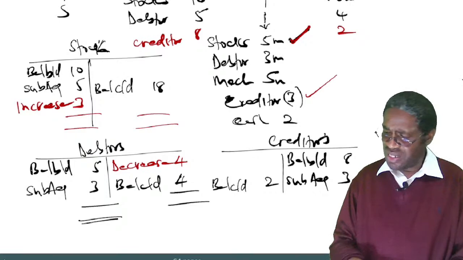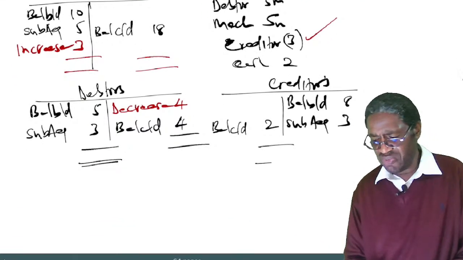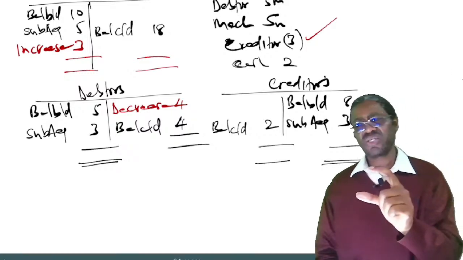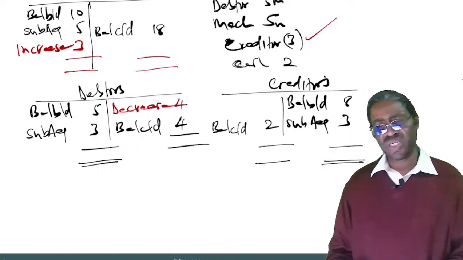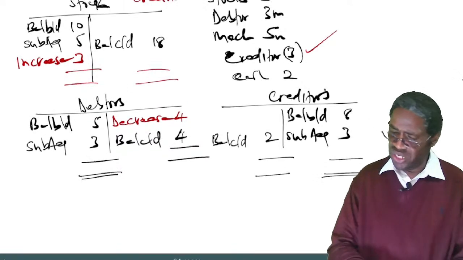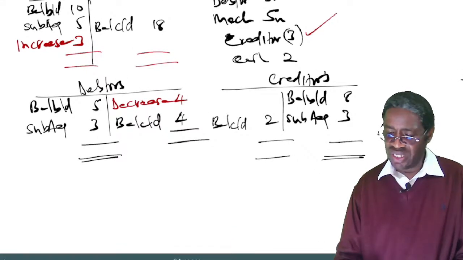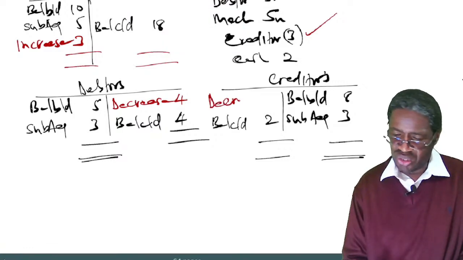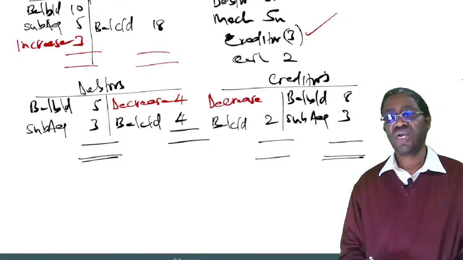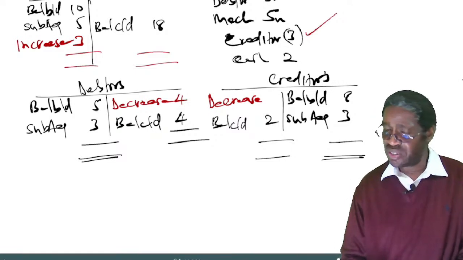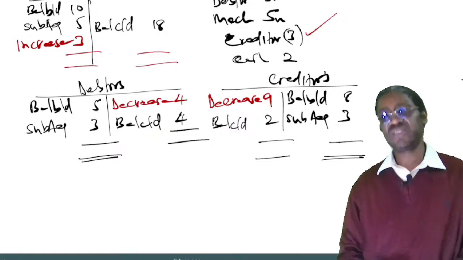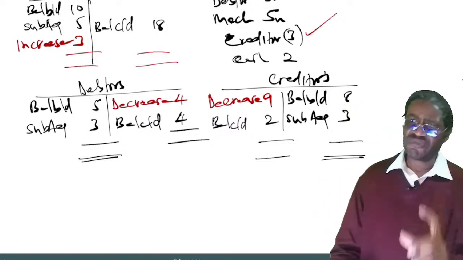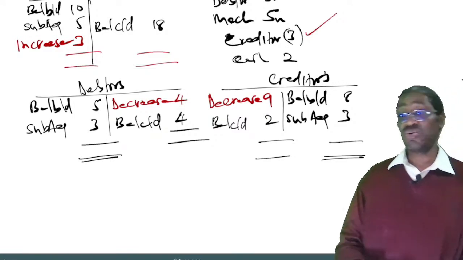Again, the balancing figure will now represent either an increase or a decrease in creditors. This side is 11, so that looks like a decrease on the debit side. Looks like there was a decrease in creditors amounting to how much? 11 minus 2, that is 9. Good. That is as far as creditors are concerned.